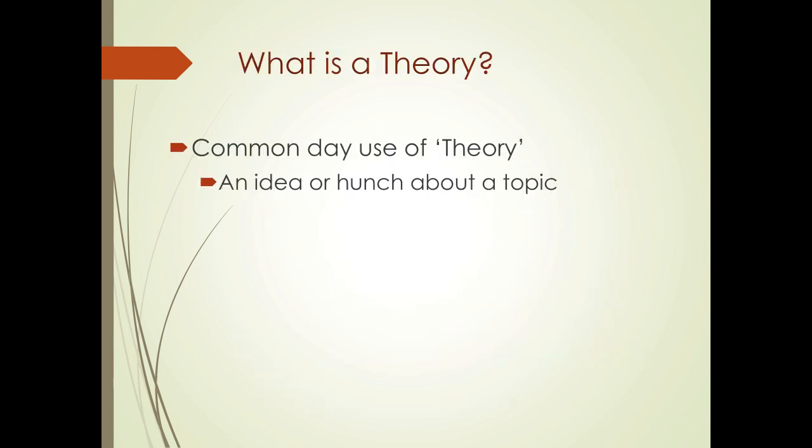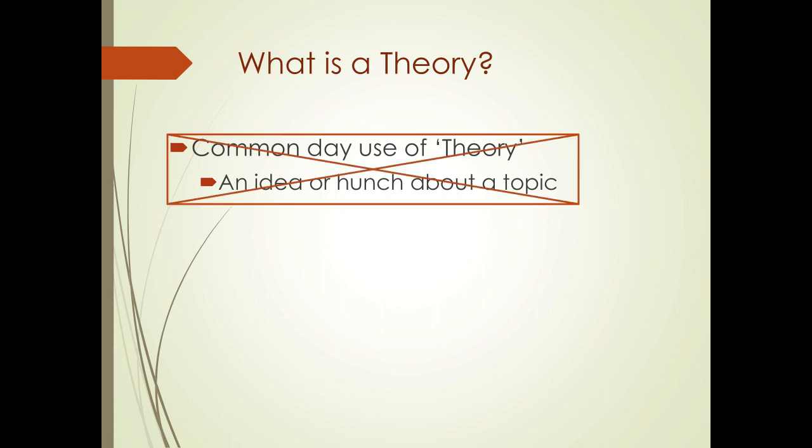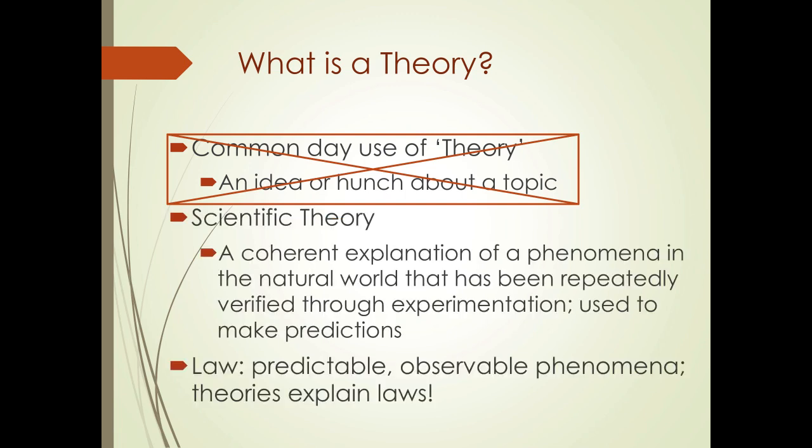So in science and in everyday use, we have this word called theory. The common day use of the word theory usually means an idea or a hunch about a topic. For example, let's say that you and your friend want to go to the Alabama and Tennessee game that takes place every October. And you tell your friend, my theory is that Tennessee will win. This is not what we're talking about when we say theory. A scientific theory is a coherent explanation of a phenomenon in the natural world that has been repeatedly verified through experimentation. Theories are used to explain what we call scientific laws.